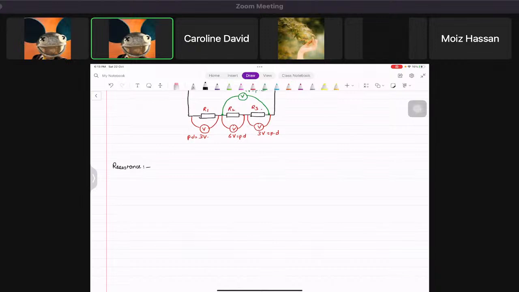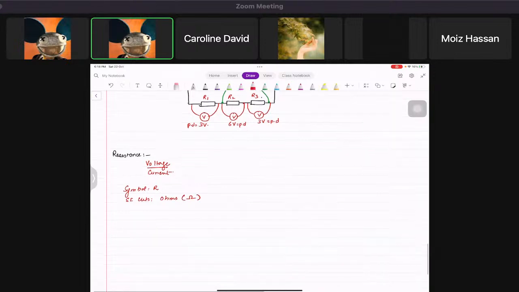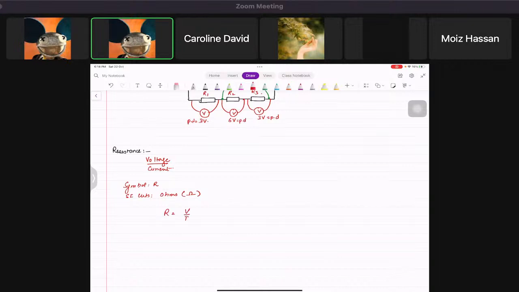Resistance is basically, well, there is no such thing as a proper definition, but you can write that resistance is basically voltage over current. Really, in the exam as well they're going to ask you this. So the resistance symbol is R, and the SI unit is ohms, which is written like this, and the formula of resistance would be voltage over current, just like this, right?